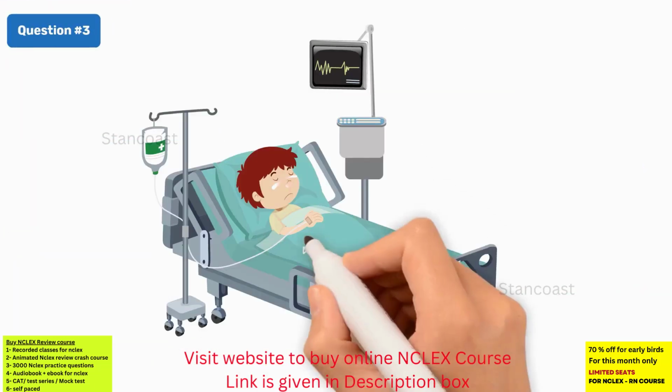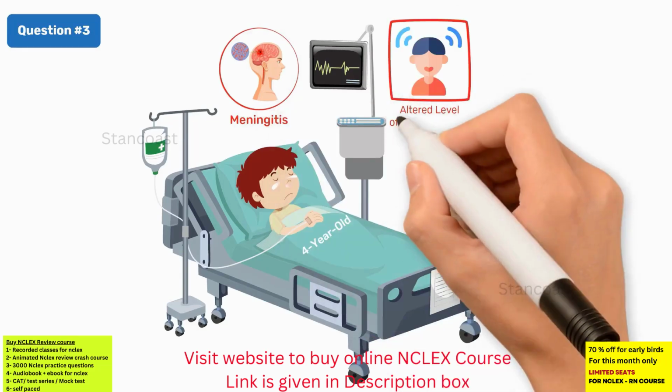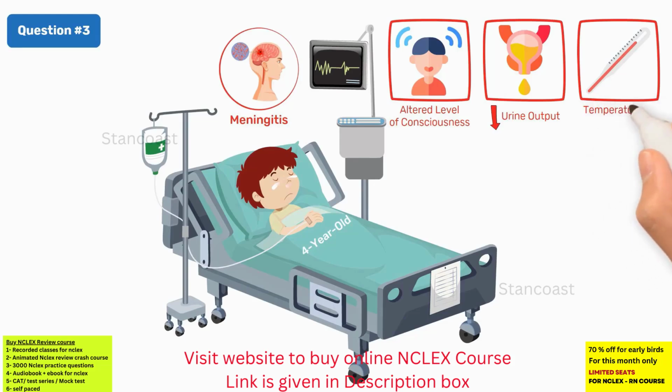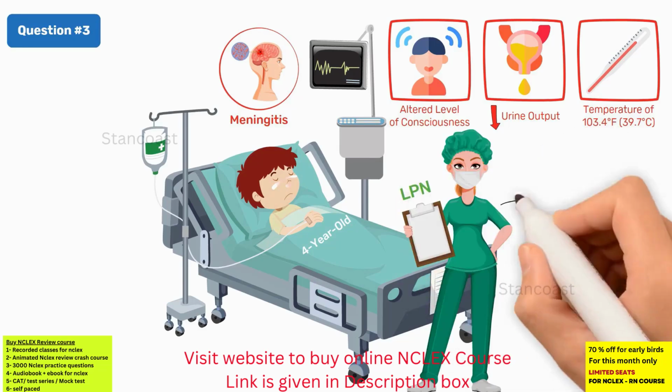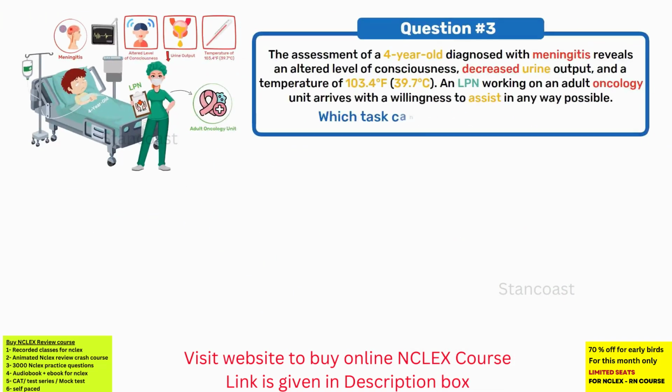The assessment of a 4-year-old diagnosed with meningitis reveals an altered level of consciousness, decreased urine output, and a temperature of 103.4 degrees Fahrenheit, 39.7 degrees Celsius. An LPN working on an adult oncology unit arrives with a willingness to assist in any way possible. Which task can the RN assign to the LPN?